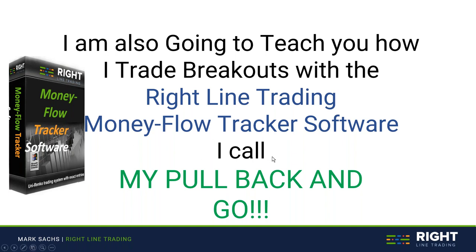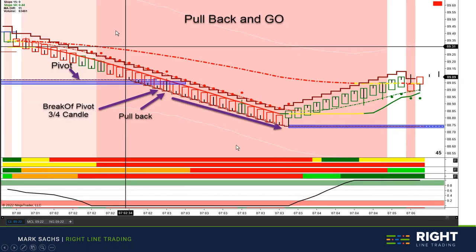All right, I call it the pull back and go. So remember the rule, the pivot has to break the pivot. The shaded area is higher time frame support in this case. Right? So here's the pivot, here's the support, it has to break by 3/4 of a candle. Then we get a pullback candle.